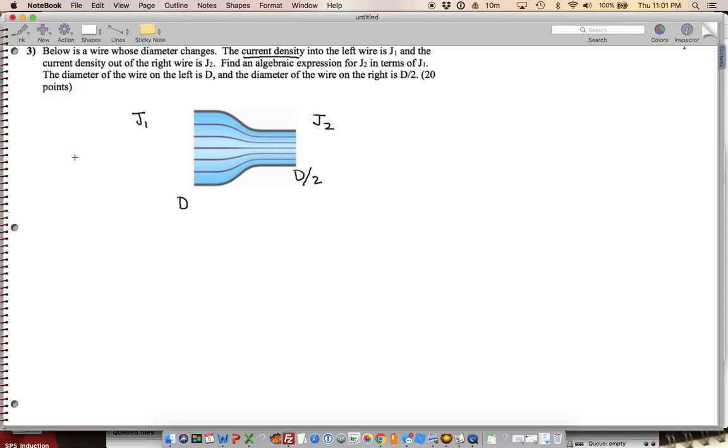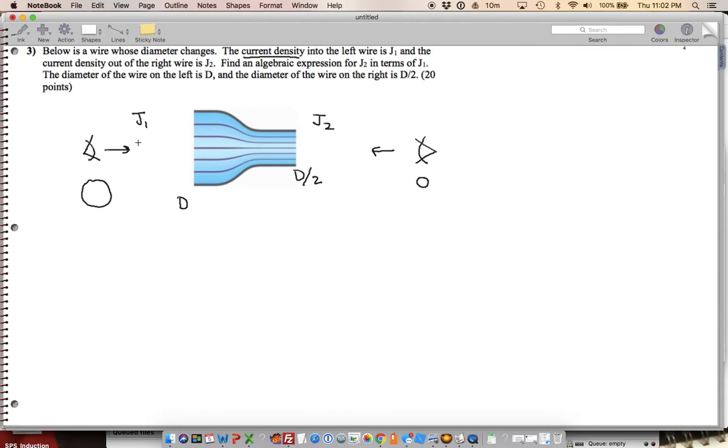So whenever you have density, that means you're going to have something, here in this case it's current, over either a length, an area, or a volume. And for current density, we know it's actually an area. So if I could look at this wire from the side, with my eye here, I would see an area that looks like this. And over here, looking at it that way, I would see an area that looks smaller, kind of like that.